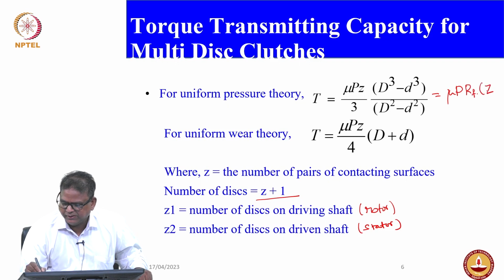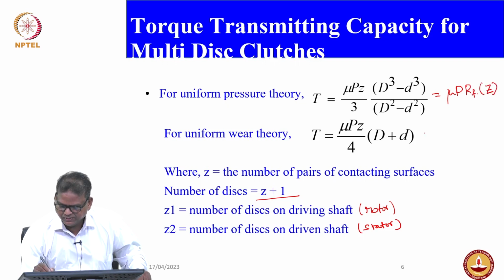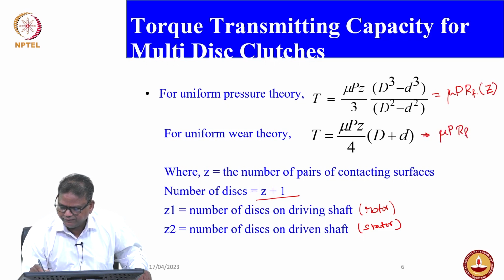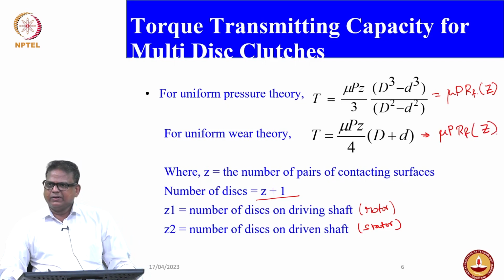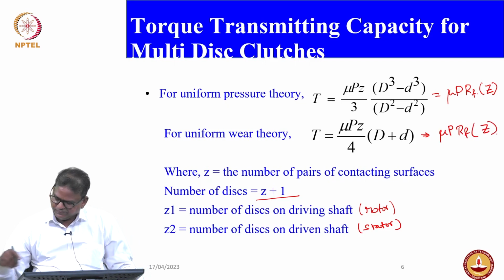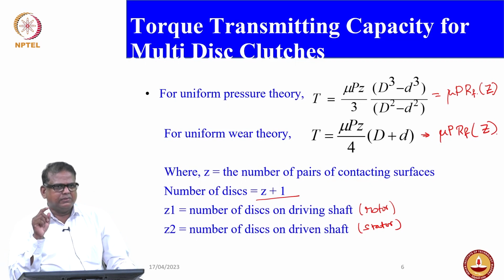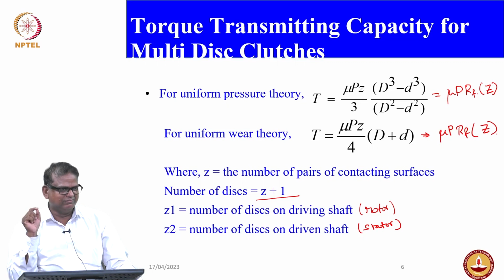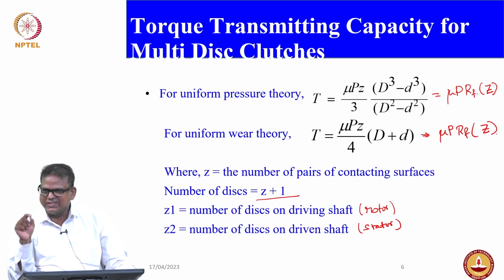The only thing is you have to multiply the number of contact surfaces. In a similar way, it's the same equation, with mu, p and Rf, that you need to use. So, this is multi-disc clutches. Normally, the moment you go for multi-disc, by default they are lubricated. That is the difference, understand that, okay.